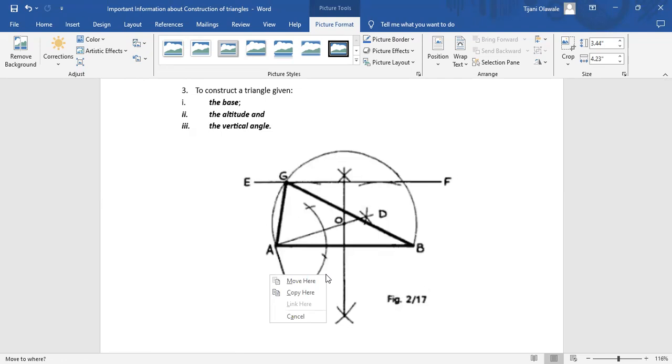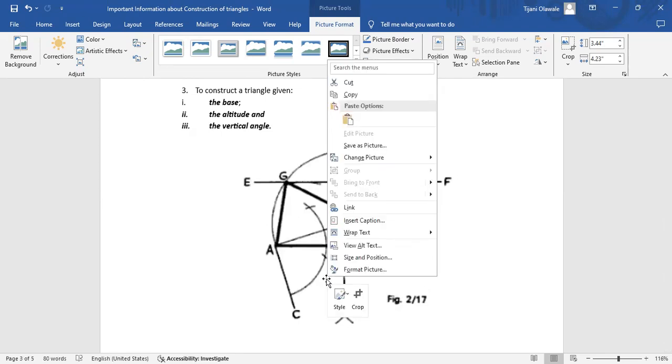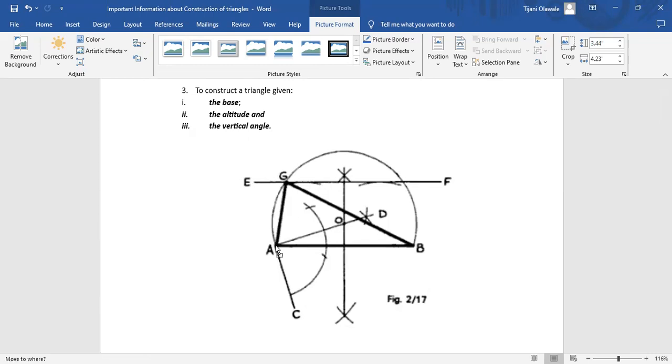So the angle between line AB and line AC is equal to the vertical angle. Please pay attention to all that I'm saying here, because in the exam they can test you on what the angle between line AB and line AC is equal to, and you have options to choose from. So if you are given the vertical angle as 60 degrees, you need to make the angle between line AB and line AC 60 degrees. So I hope that is taken. For this construction, we draw line AB equal to the base given, and the angle between line AB and line AC is equal to the vertical angle.